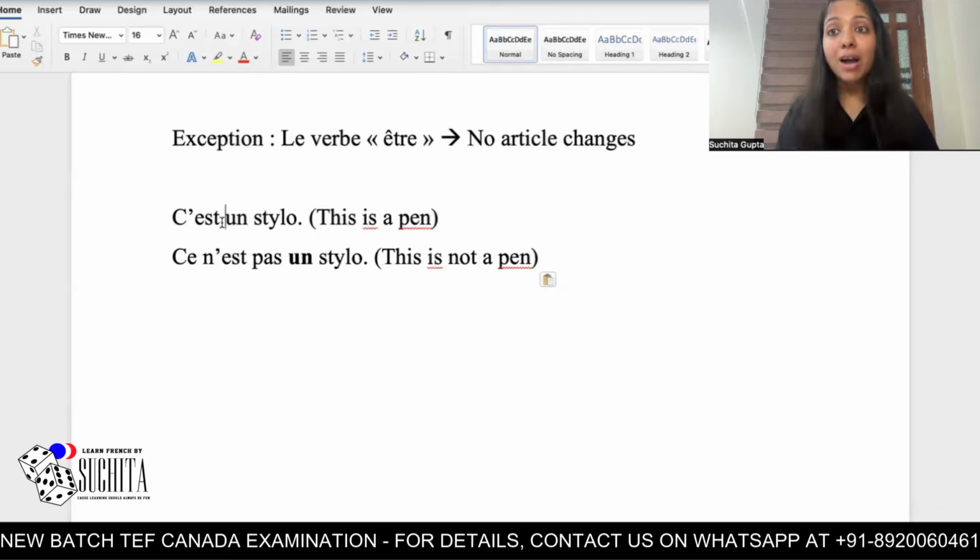I repeat, if you have the verb être in your sentence, then even if you have indefinite or partitive articles in your sentences, those articles will not change. C'est un stylo, ce n'est pas un stylo.